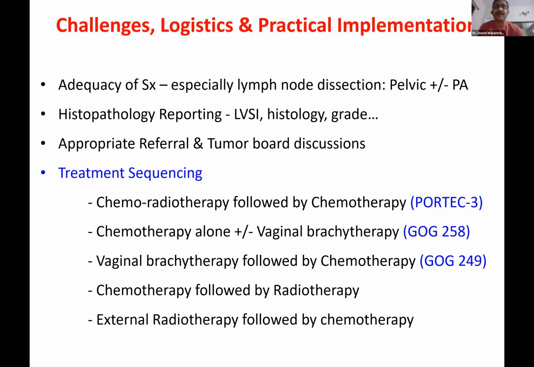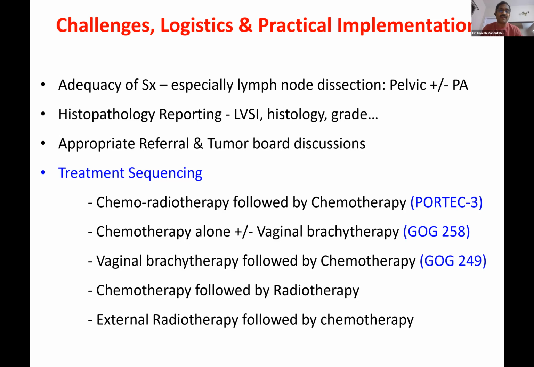For example, adequacy of surgery, especially lymph node dissection, whether pelvic with or without para-aortic. Secondly, there is no uniformity in histopathology reporting, especially, for example, LVSI, type 2 tumors, and grade. There is a major discrepancy in the definition of grade 3 across various labs in the country. And what we also lack is appropriate referral and tumor board discussions to find out what is the appropriate treatment.